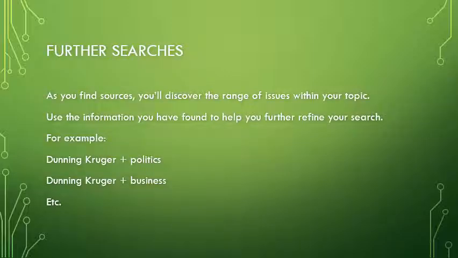Further searches. As you continue to find sources, you'll find that there's a range of issues within your topic. So use that information to help you further refine your search. These are additional search terms beyond the ones that you already generated, like history or controversy. Dunning-Kruger plus politics, Dunning-Kruger plus business. As you start to see how people are talking about your topic, use their perspectives, use their ideas to help you find more information, to help you refine your search.